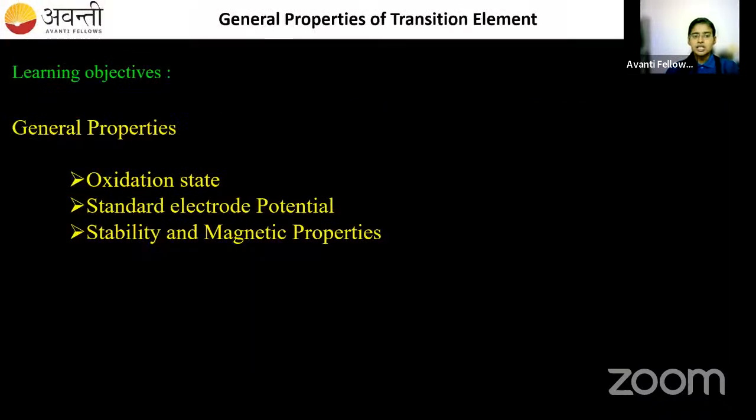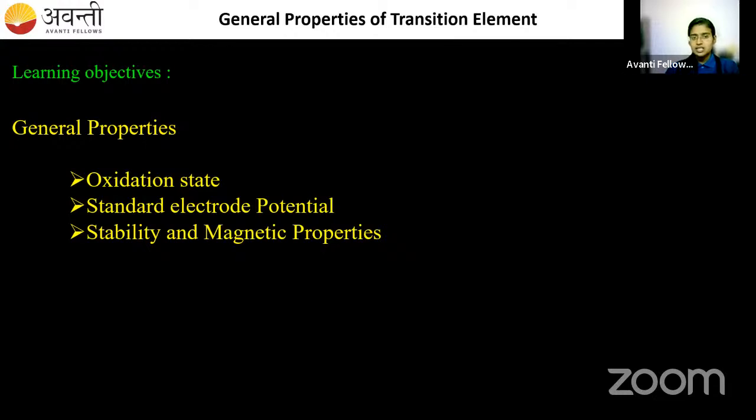The learning objectives for today are the general properties. Yesterday some of the general properties were discussed, like atomic size, ionic radii, melting point, and enthalpy of atomization. Today we are going to study the oxidation state, standard electrode potential, and the stability and magnetic properties of these transition elements.